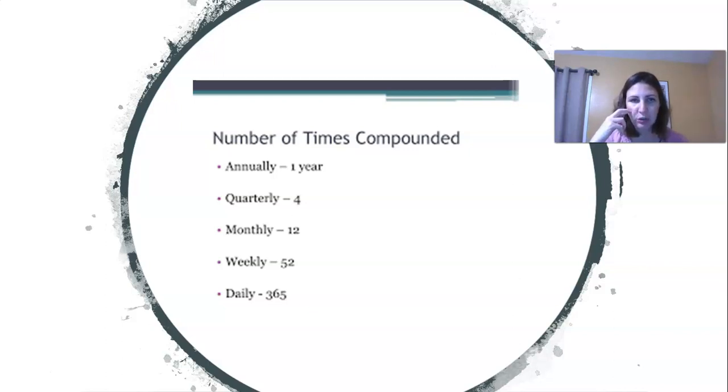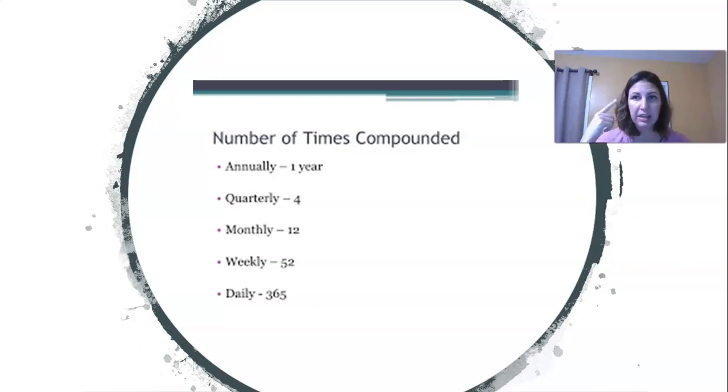Quarterly means how many quarters are there in a year? Well, there's 4 quarters, right? 12 months, broken up into 3 months apiece. So 12 divided by 3 is 4 quarters. Each quarter has 3 months in it. So how many times is it compounded quarterly? 4 times. So they're going to take your balance and they're going to add that interest to it 4 times.